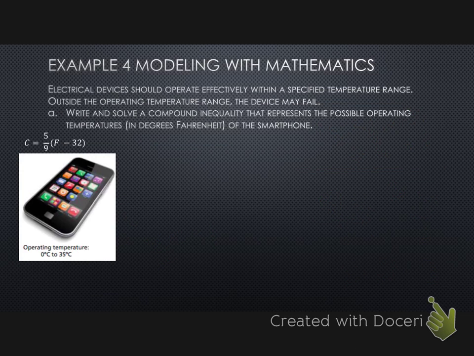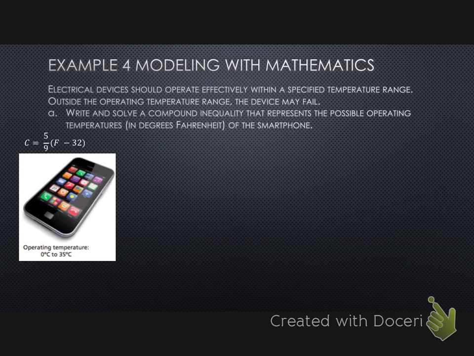So how would we do that in a real-life application here? Modeling with mathematics. Electrical devices should operate effectively within a specified temperature range. Outside the operating temperature range, the device may fail. Write and solve a compound inequality that represents the possible operating temperature in degrees Fahrenheit of the smartphone. So I've already put the equation here for you. Celsius equals 5/9 times Fahrenheit minus 32.